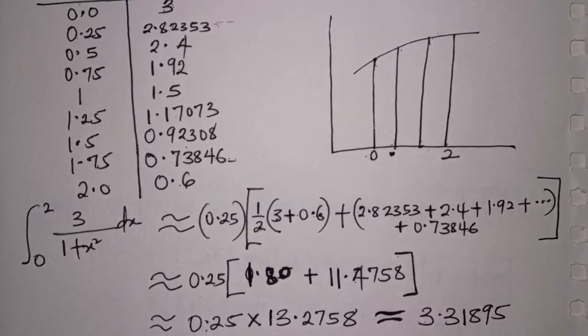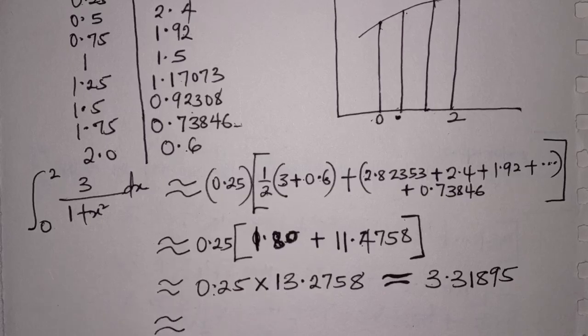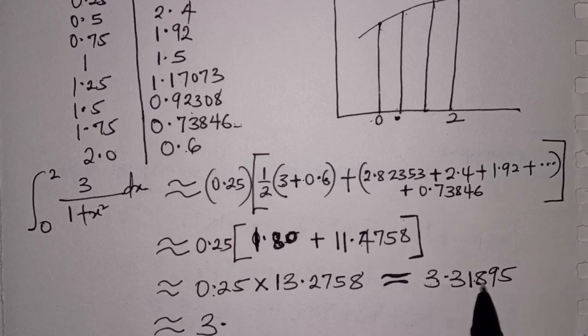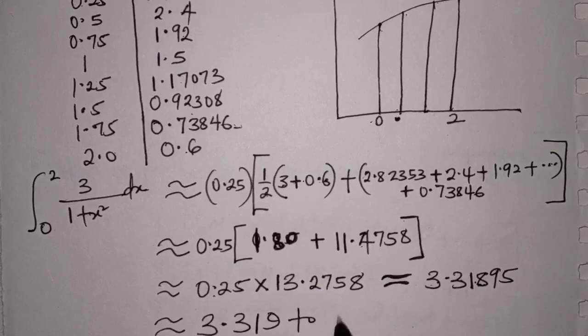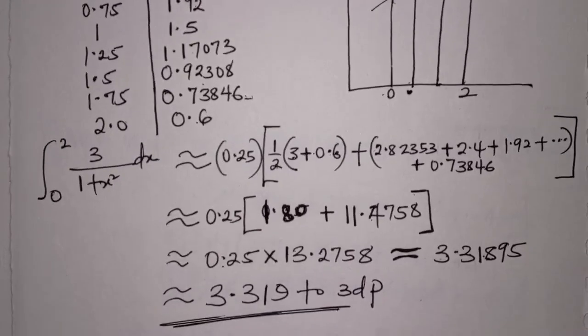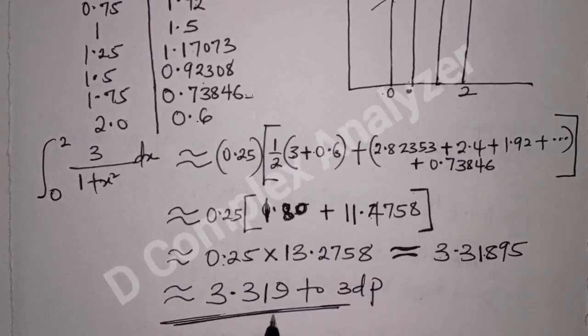3.31895. So we are to approximate to 3 decimal places. So this is approximately equal to 3 points, I will stop here, that will be 3.319. 3.319 to 3 decimal places. So this integral to 3 decimal places is approximately this.